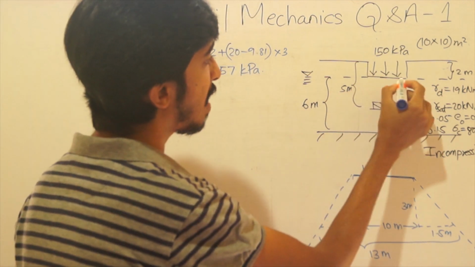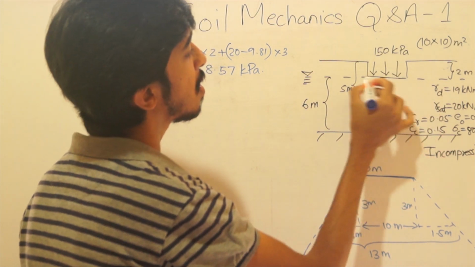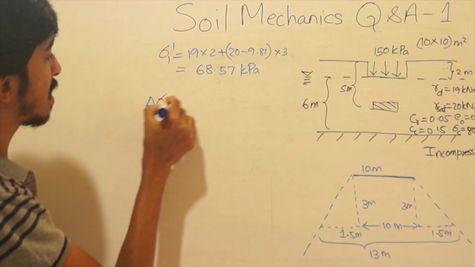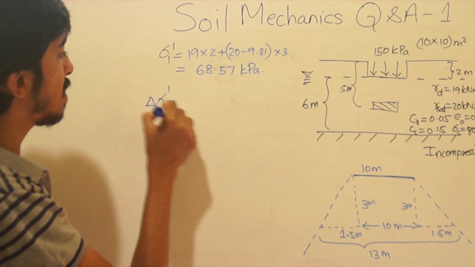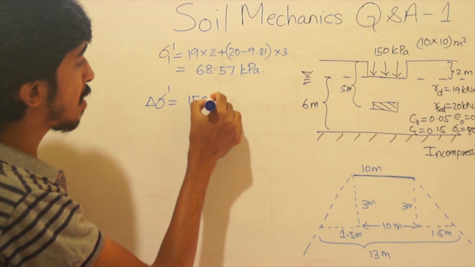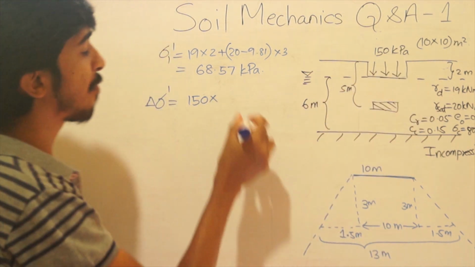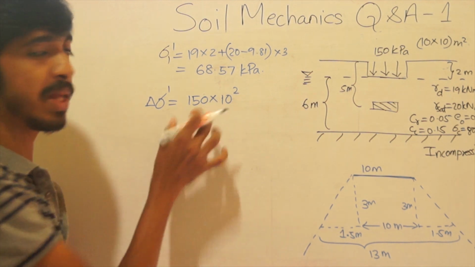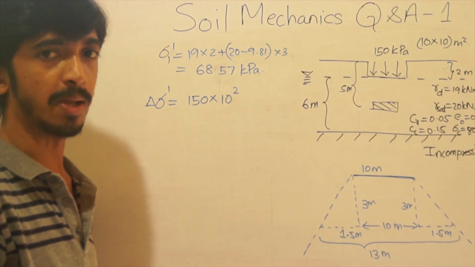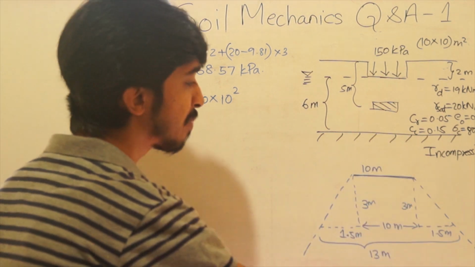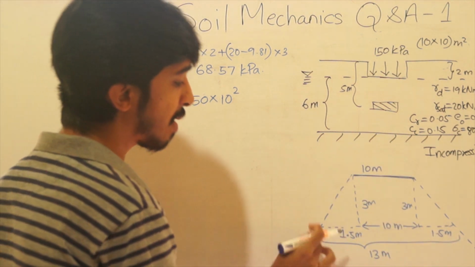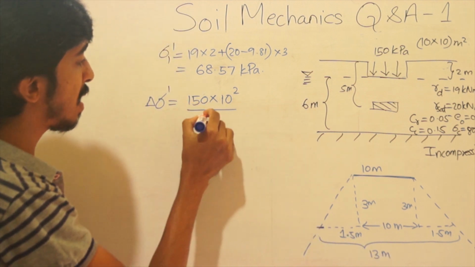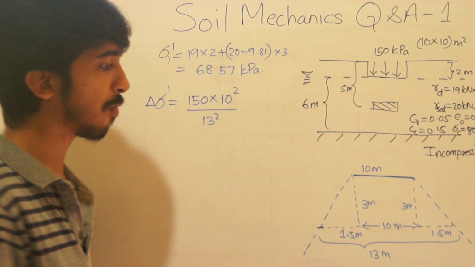At exactly beneath this footing, the load would be, so I'll take it as the increment delta sigma dash. At the very bottom of the footing, we can calculate the area as 10 square. So this would be the load applied by the footing. This load would disperse in this manner, and at this 3 meter depth, the area would be 13 squared, since it is a square footing.